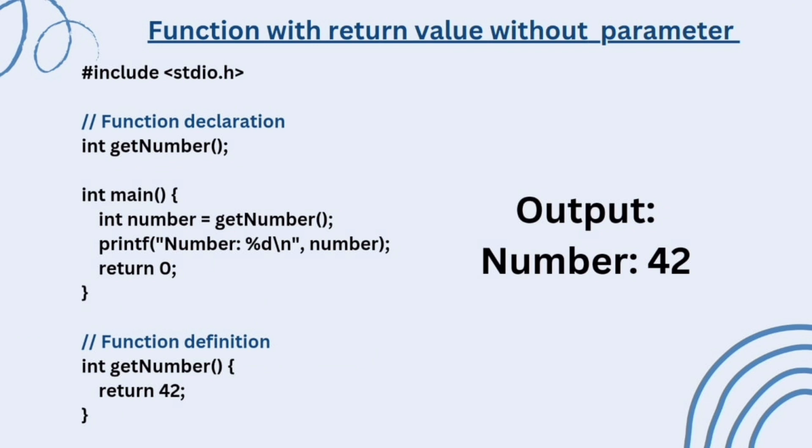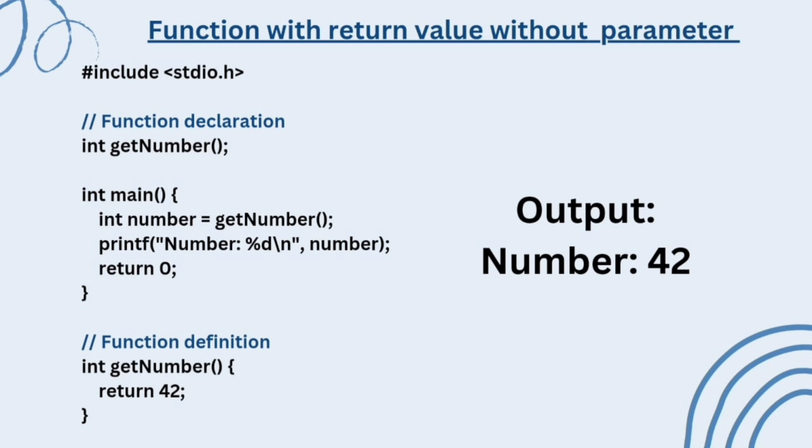Now we'll see the next function, that is function with return value and no parameters. It performs a specific task and does not require any kind of input values. It returns a value of a specified data type to the function call. Here we'll take an example. By giving the header file stdio.h, we declare our function. Our function name is getNumber, with return type integer. After declaring, you need to call it. So we write int getNumber, and since we need to return a value, we tell it to return the number 42. Here there is no need to take input from the user, so we simply return 42.